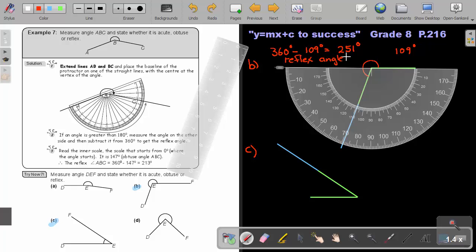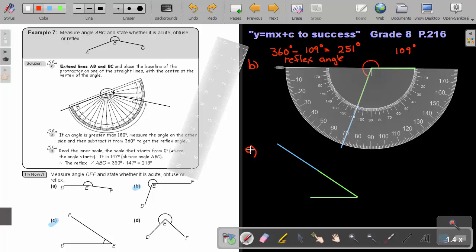So I'm just going to go through it again. You measure this one on the other side, you get 109. But then you take a revolution, which is 360, and you subtract the 109. And that angle that they were asking will be 251 degrees, and that's a reflex angle.